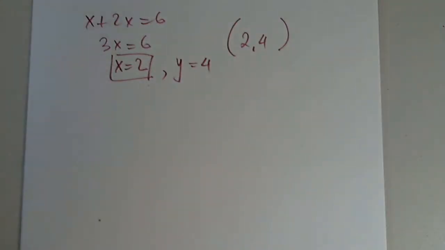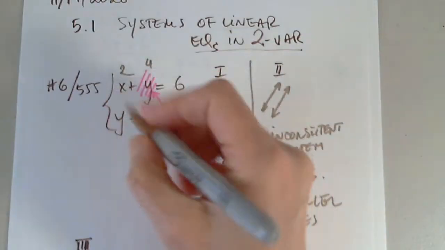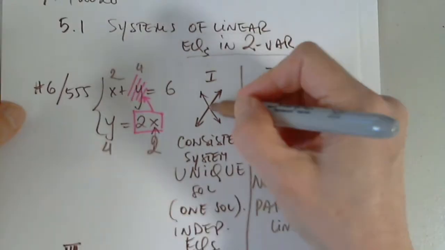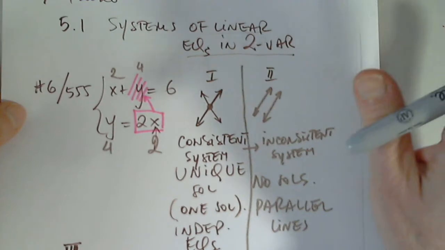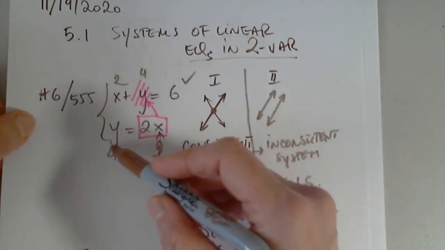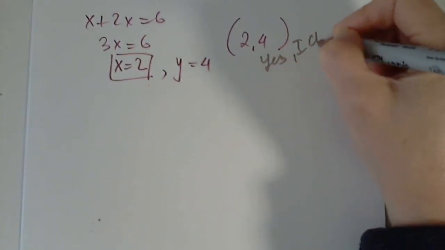At this point, we may skip sometimes, but in a test or homework situation, I will always go back and check. Both equations have to be verified with 2 here and 4 here. The point has to verify both equations. If it does not verify both equations, it's not the point of intersection. It's some other point somewhere else. Is 2 plus 4 equal to 6? Yes, it is. Is 2 times 2 equal to 4? Yes, it is. Only now I can say yes, I checked.